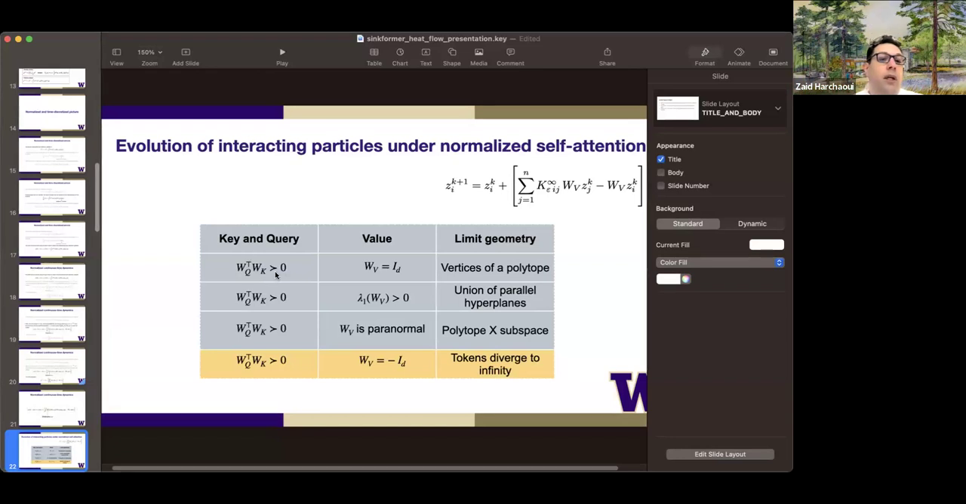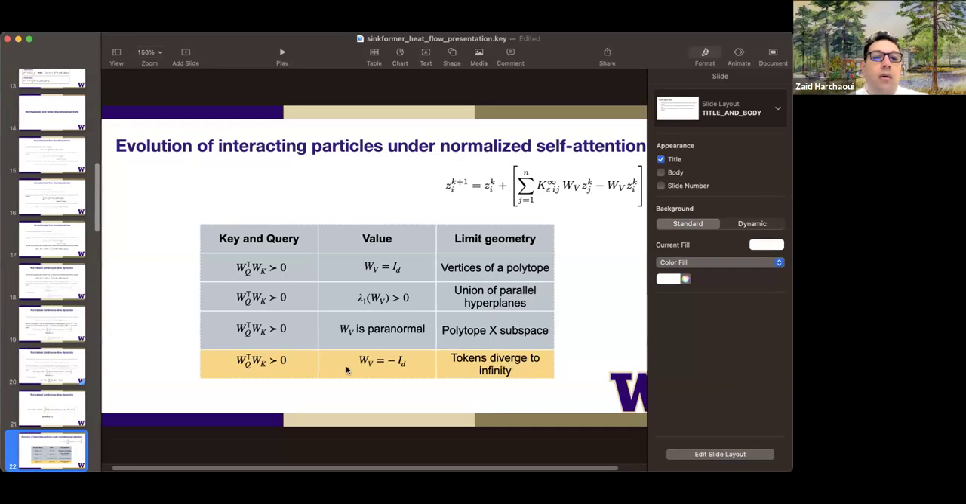So certainly, the product must be positive, but then if you look at the value matrix, there are various conditions, and each of those conditions on WQ and WK will lead to a particular geometry of the limiting set of particles. And there are works that have noticed that this leads to converging to vertices of a polytope or a union of hyperplanes, and others that are a bit long to describe in this talk, but I'll point to the references I will be listing at the end of the talk.